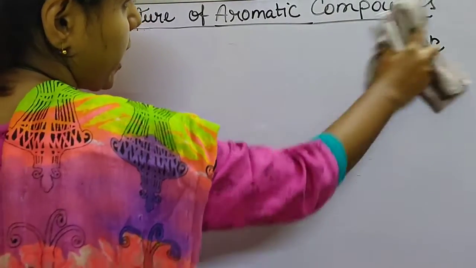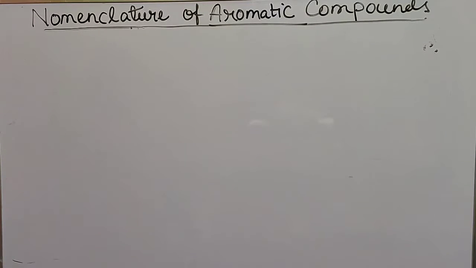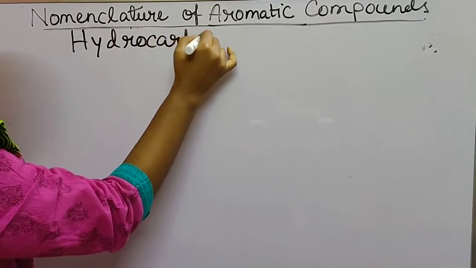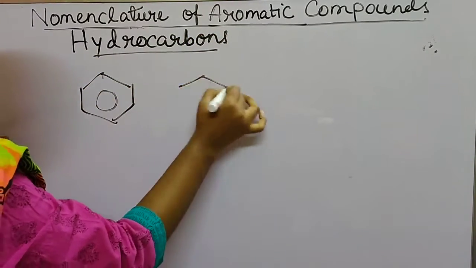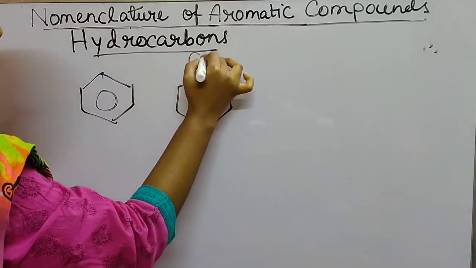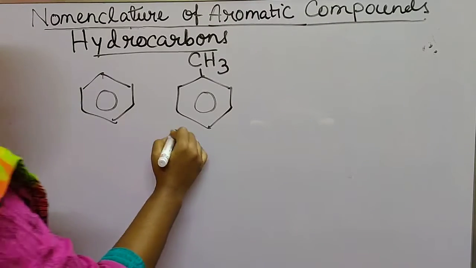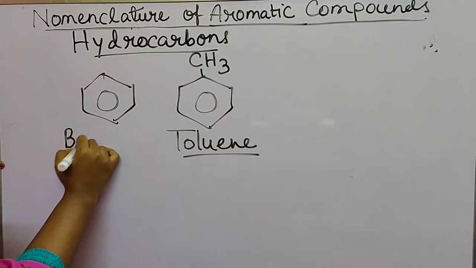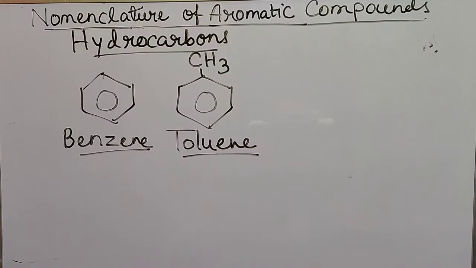So now here we will see different types of the IUPAC names or the nomenclature of different types of compounds. First I am starting with hydrocarbons. So normally this is called benzene ring. Now when a CH3 is present with the benzene ring, then it is called toluene. This is benzene and this is toluene.